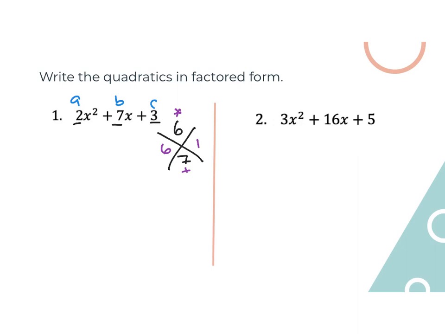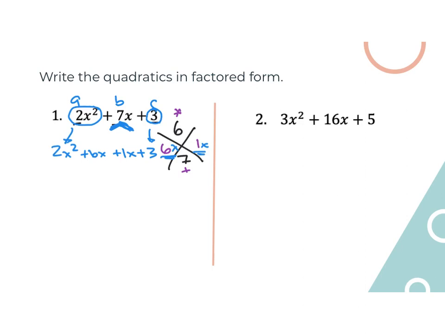Okay, so this 6 and 1 is how I'm going to split off this middle term. I am going to keep my 2x squared and I'm going to keep my 3, but I'm going to split off this middle term into a 6x and a 1x. So now my expression looks like 2x squared plus 6x plus 1x plus 3. So I kept the 3, I kept the 2x squared, but I split off that 7x into the two things that I found over here.